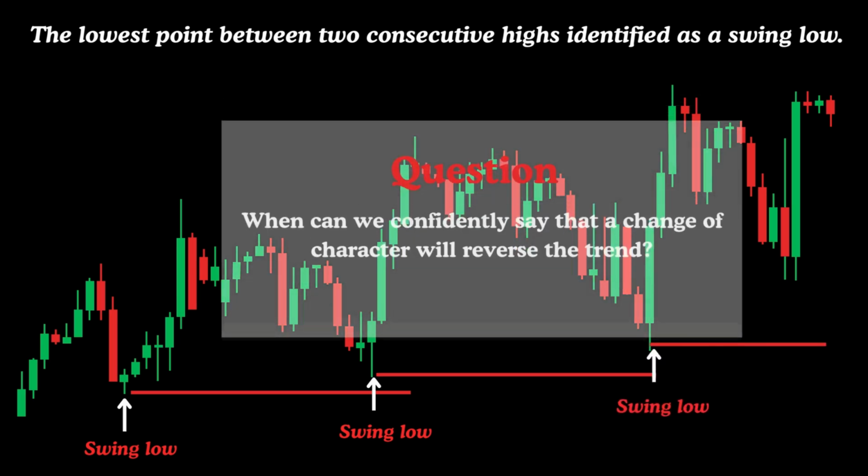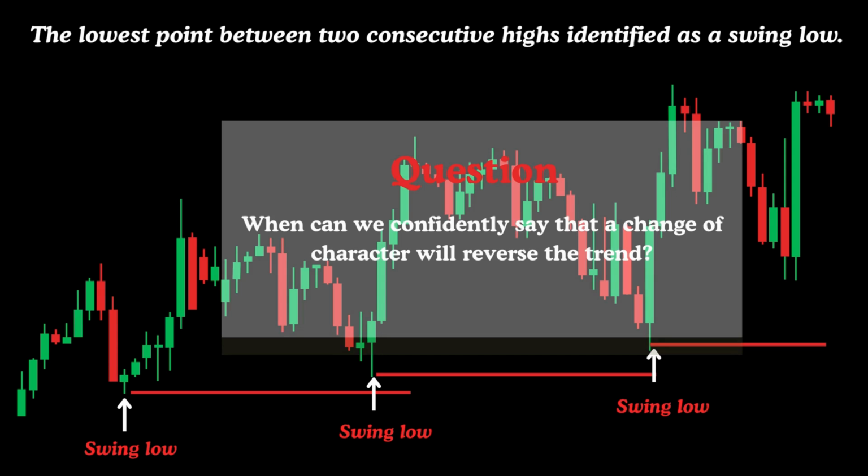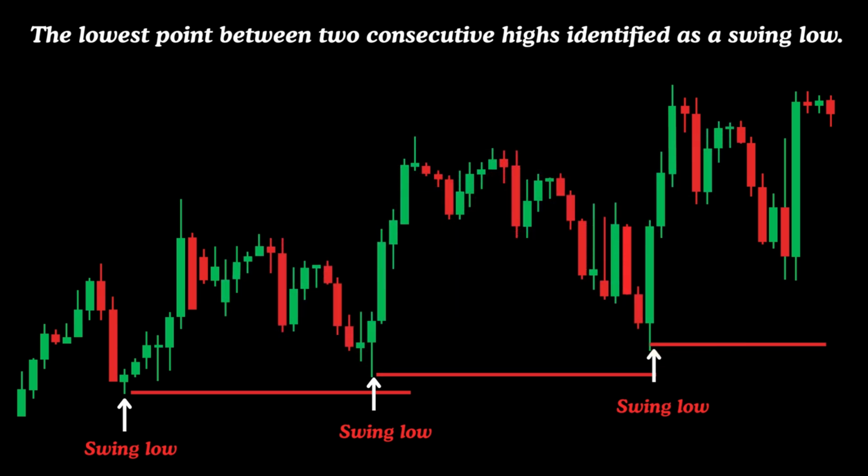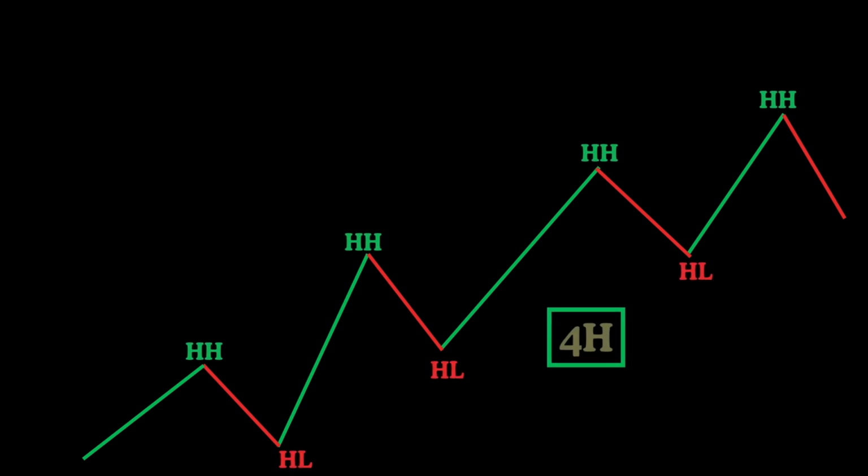Now, here's another question. When can we be certain that a change of character will signal a trend reversal? To answer this, it's essential to grasp the fractal nature of the market. Imagine we're observing a clear uptrend. On the 4-hour time frame, with a sequence of impulsive and corrective moves, the market consistently forms new higher highs while respecting the higher lows.